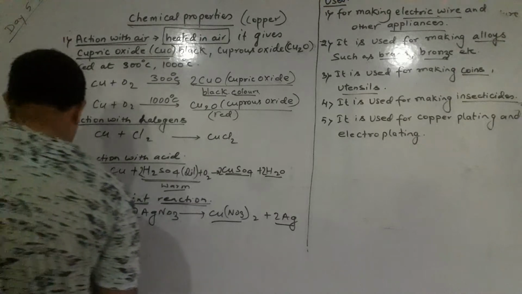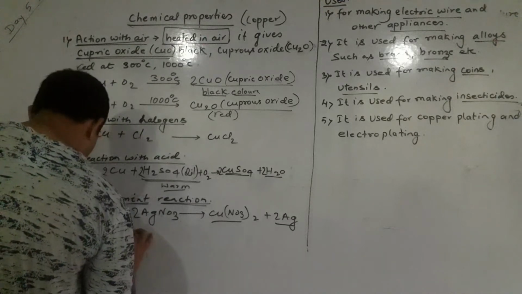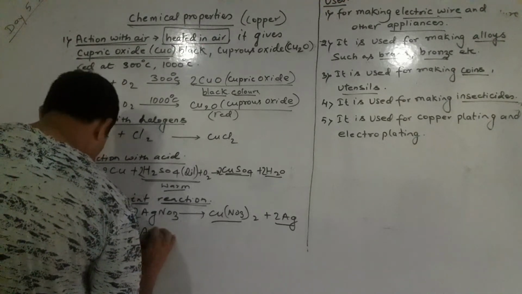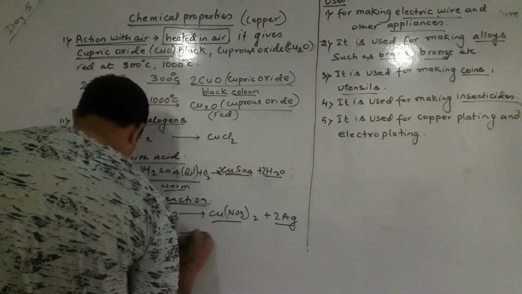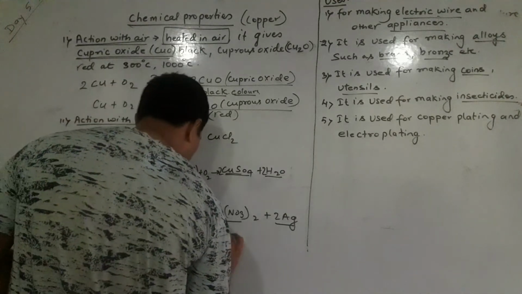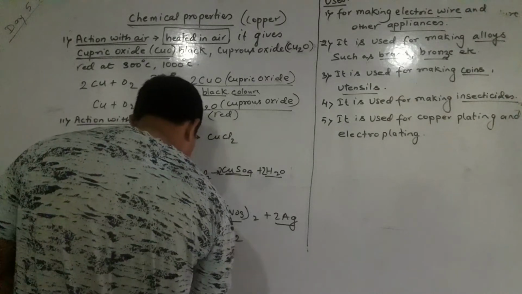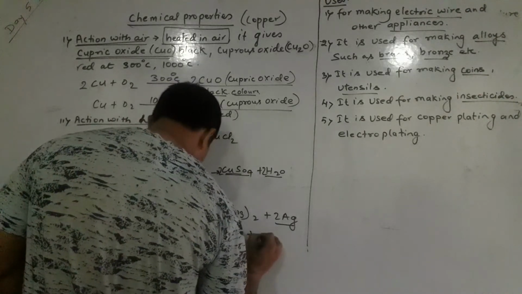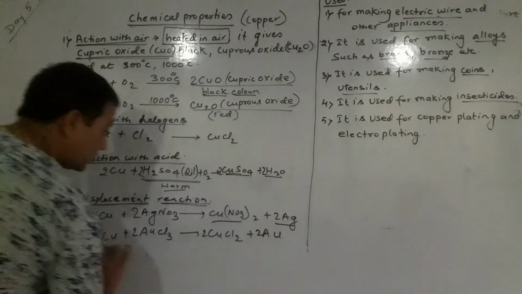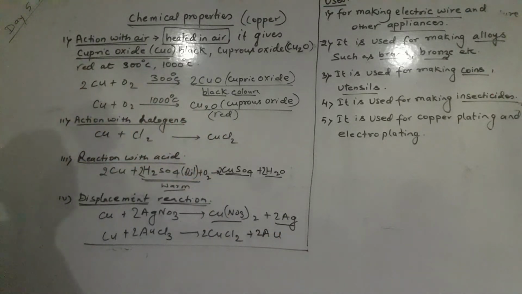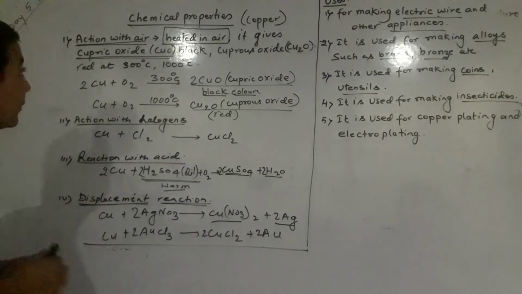Then another one, if it reacts with gold chloride, Au, then it will produce copper chloride and Au. So these are the displacement reactions for the copper. So these are the chemical reactions which are related.